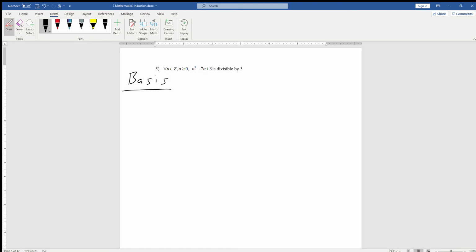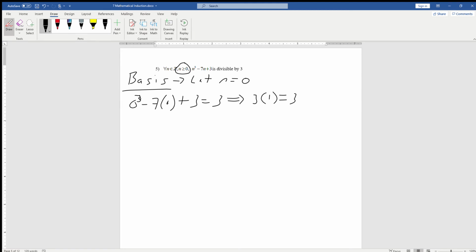Right? In this case, in the basis, let's let n be equal to 0, just because it's an easy one to use. You can use any number bigger than 0 if you want to, because that's our domain, but for simplicity, let's just use 0. So by substitution, we get 0 cubed minus 7 times 0 plus 3, which is equal to 3. And clearly we know that 3 is divisible by 3, since 3 times 1 is equal to 3. It is divisible by the very definition of divisibility.